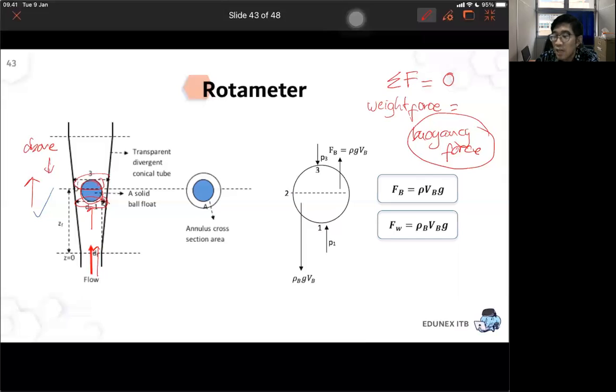It means the higher the velocity, the ball will move upward until certain position, and then it will steady. So there will be some, you call it calibration with the scale that you can read from the rotameters. Basically, this is the principle. I will not explain how to derive the equation since it's not necessary for this class. But for this one, you need to remember the basic principle of the rotameters.